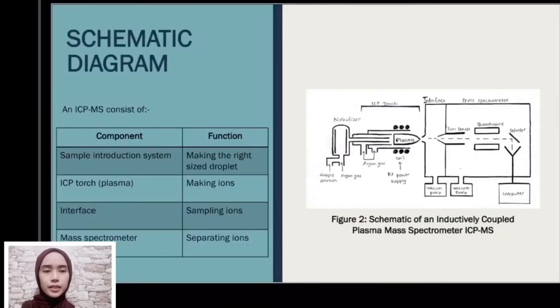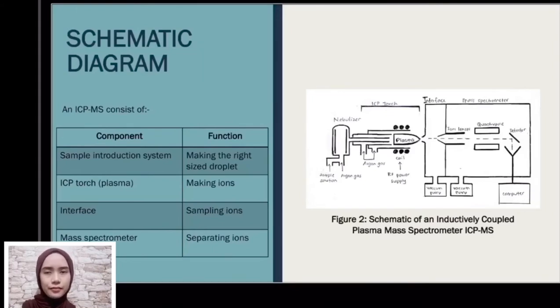Now I will explain the four major components in inductively coupled plasma mass spectrometry. First is the sample introduction system, second is the inductively coupled plasma torch, third is the interface, and fourth is the mass spectrometer. The sample introduction system is composed of a nebulizer and spray chamber that provide the means of getting sample into the instrument. Second is the inductively coupled plasma torch, which generates the plasma that serves as the ion source of the inductively coupled plasma mass spectrometry.